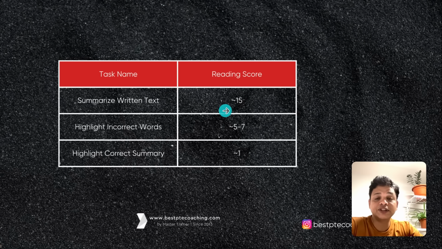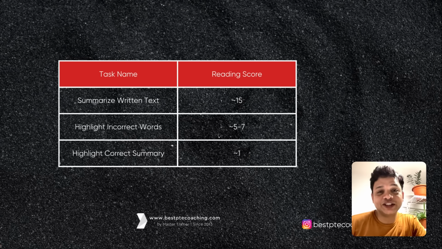These are tasks which are outside the reading module but still contribute to the reading score. First one, summarize written text. You just saw it in the writing module. I told you then that it gives you a writing score also. Now it comes again. Up to 15 marks you get in reading when you do it well in writing. This belongs to the writing module.